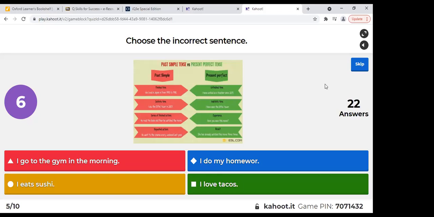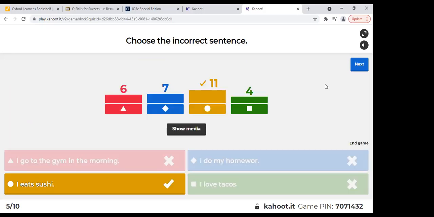Doctor, I joined, but I can't enter. Why? I didn't know. The incorrect one is "I eats." There's no S. When you use I, we don't add an S. But this is correct: I go is correct. I do, correct. I love, correct.